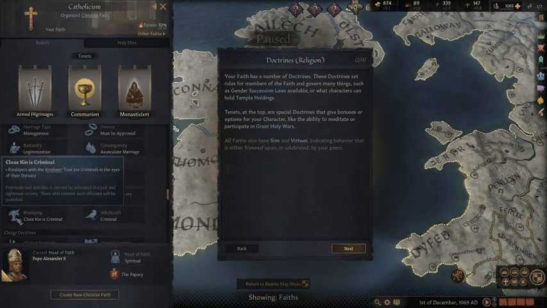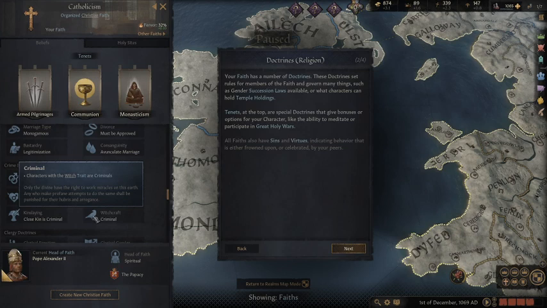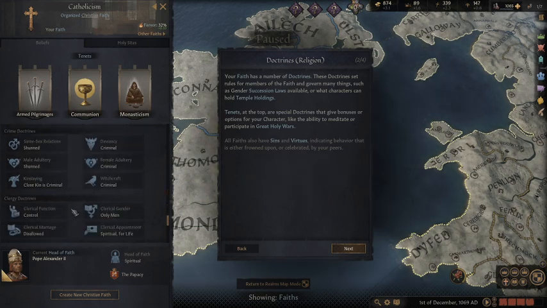Kinslaying, nonkin, is criminal. Fratricide, and acts like it, can then not be tolerated in a just and righteous society. Those who commit such offenses will be punished. And witchcraft is also criminal. Only the divine have the right to work miracles on this earth. Any who make profane attempts to do the same shall be punished for their hubris and arrogance.